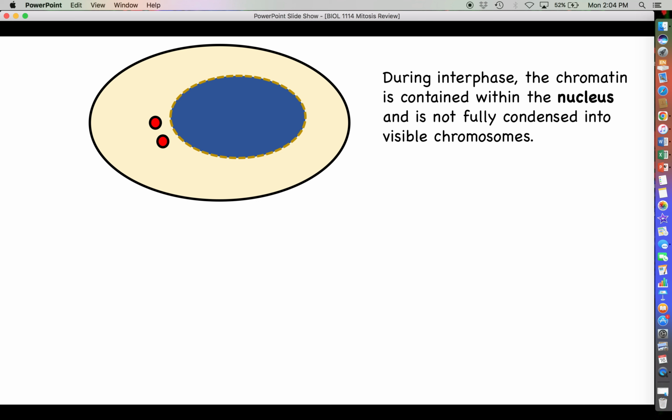Okay, so during the interphase process, which is where any given cell is going to spend the vast majority of its time, the chromatin is contained within the nucleus, and it has not fully condensed into visible chromosomes. If you were to stain the cell with something that would make the DNA visible, you'd basically just see a big circular egg-shaped haze of blue. You can't make out any of the individual 46 or 92 chromosomes. It's basically just a whole bunch of spaghetti that is indistinguishable from each other.